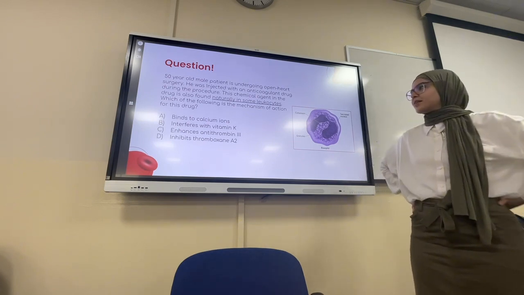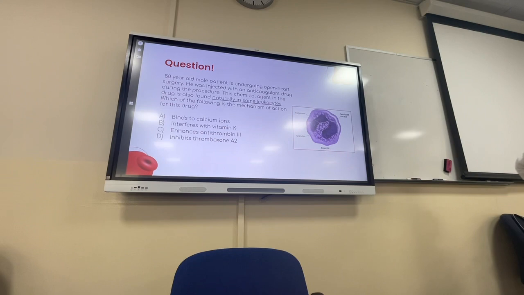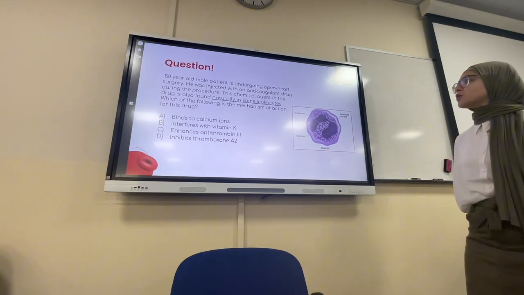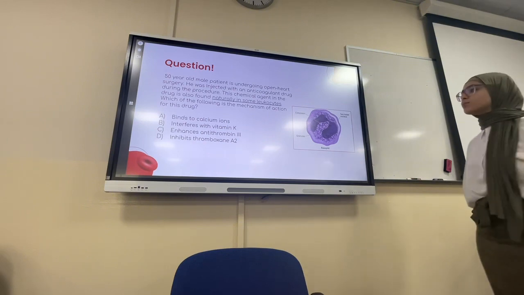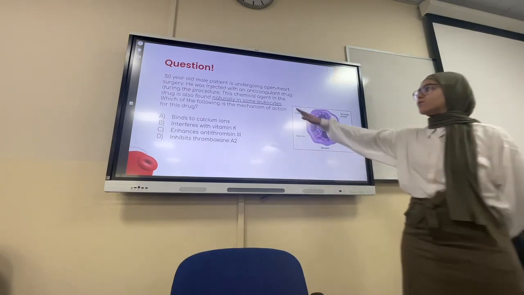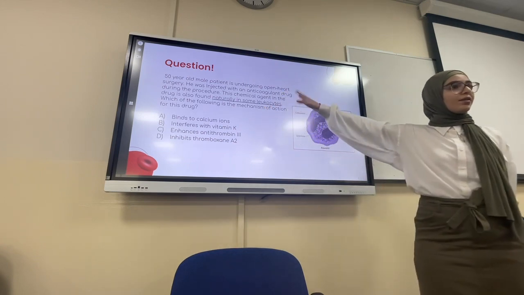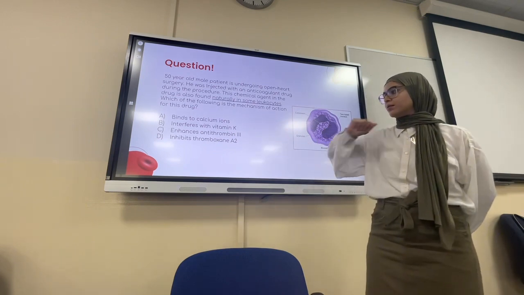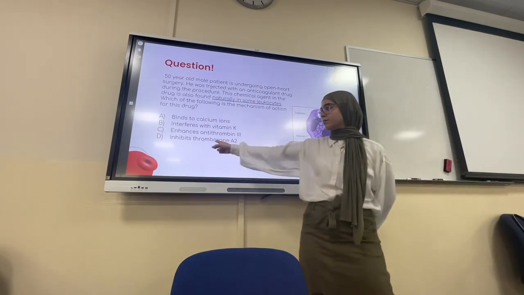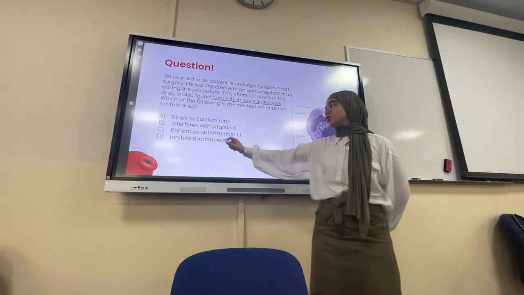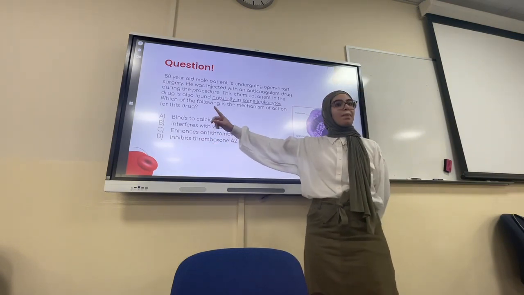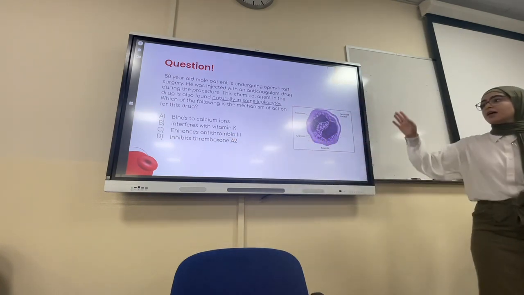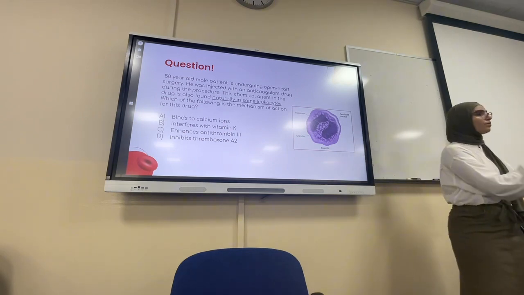Yeah, perfect. So a 50-year-old male patient is undergoing an open heart surgery. He was injected with an anticoagulant drug during the procedure. This chemical agent and drug is also naturally in some leukocytes. Which of the anticoagulants am I thinking of? Heparin. So you're saying it inhibits thromboxane A2? Does it do that? Which one does that? Aspirin. That's aspirin, so it's not D. What would it be? C, it enhances the antithrombin 3 activity. If it's naturally occurring, I'm referring back to heparin. For heparin, that's what it does.